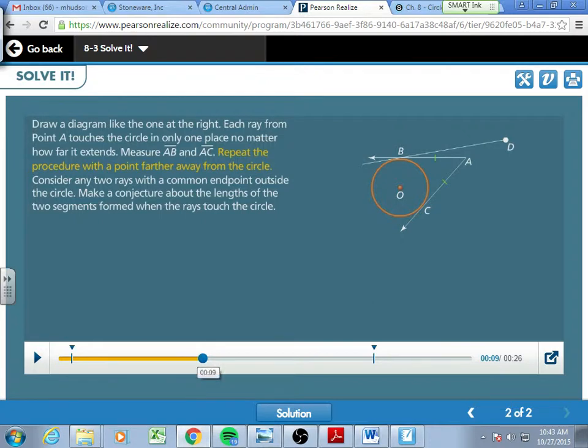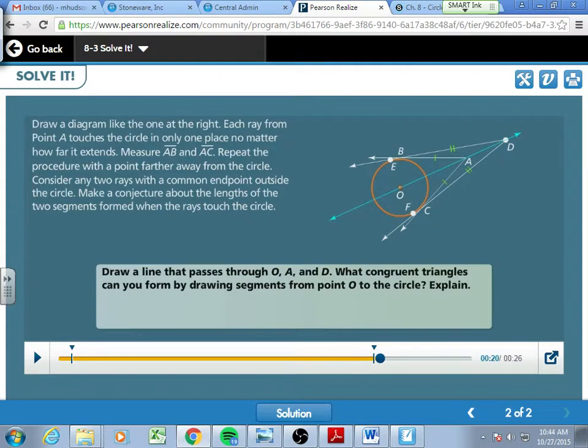If we then put point D further away, still it's tangent. It only touches in one location. What do you see now? I've added some notation. What about AB and AC? What do you now see? Robert? That they're congruent. They're congruent to each other. DE and DF are congruent to each other.